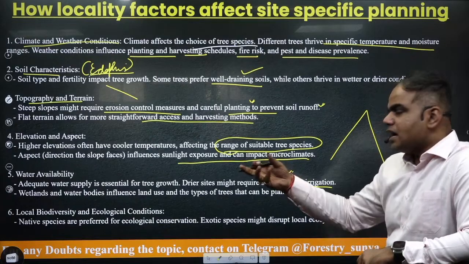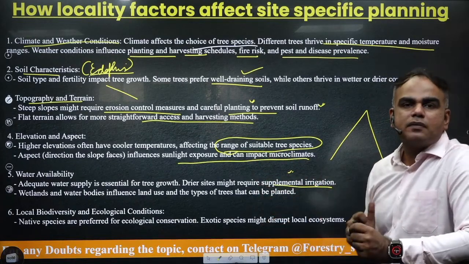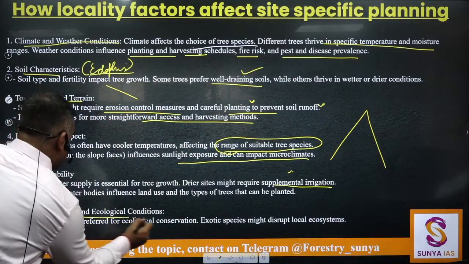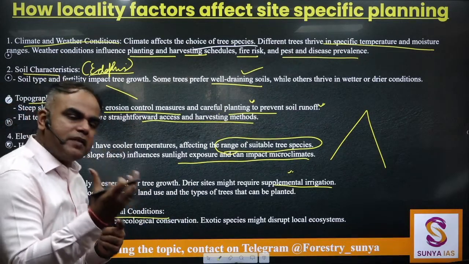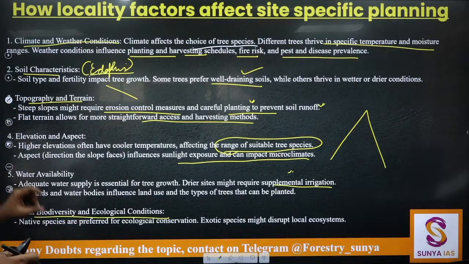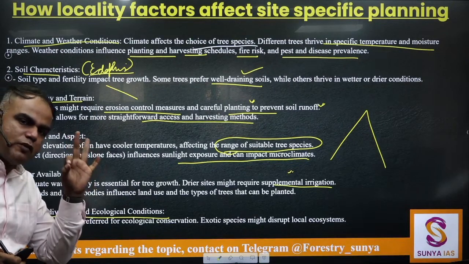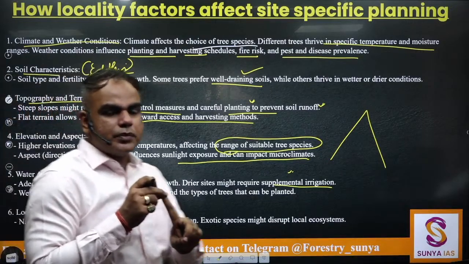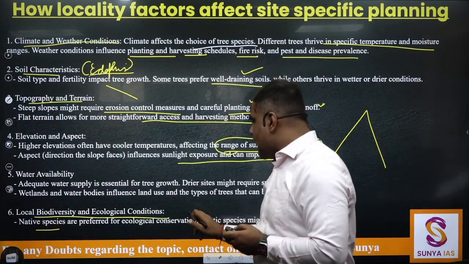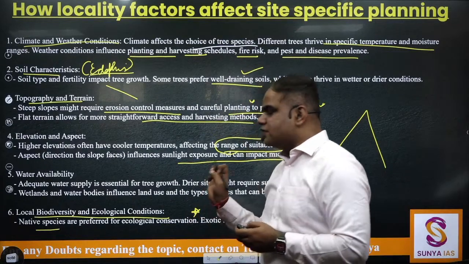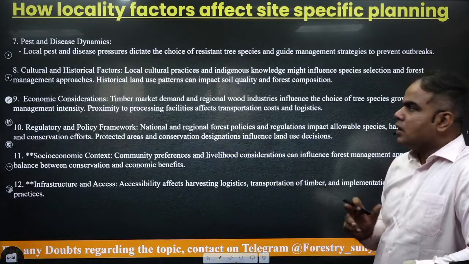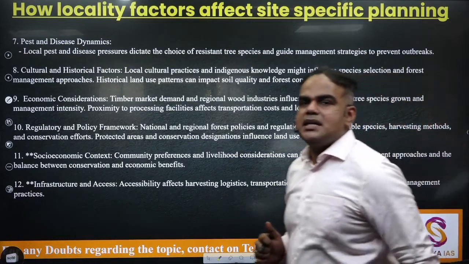Okay, wetlands and local bodies, again a different kind of ecosystem that is present. Now local biodiversity, this is related to the biotic factors here. So native species are preferred. This is the point where you have to put a star mark wherever possible. Mention, be it afforestation, we will write that as much as possible, we will prefer the native species for ecological conservation. Okay, then pest and disease dynamic.